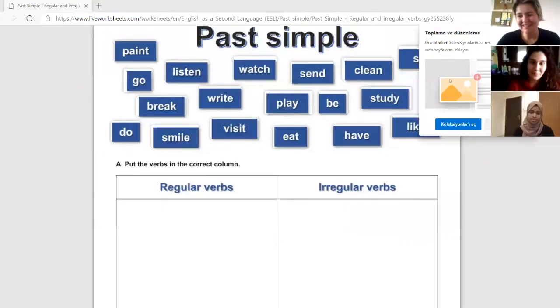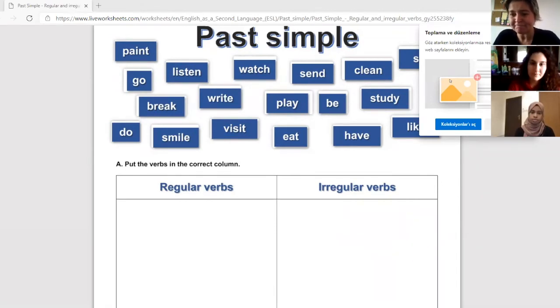Hello, everyone. This course is prepared for you for revision of the simple past tense. In our other courses, we focused on rules of the past tense. And in the last lesson, we studied regular and irregular verbs and how we can use them. Now we will focus on our exercise.